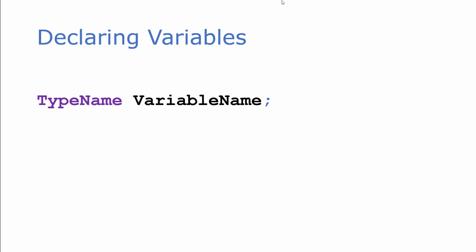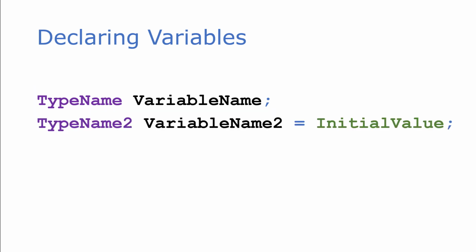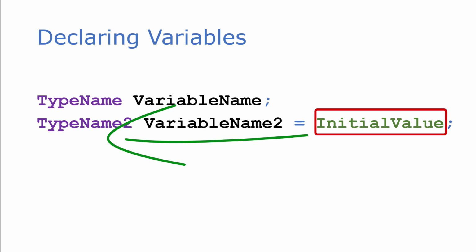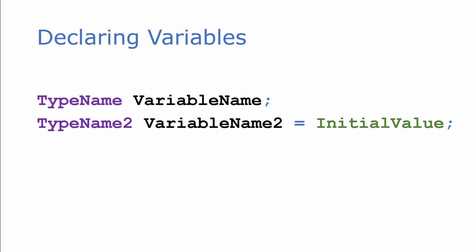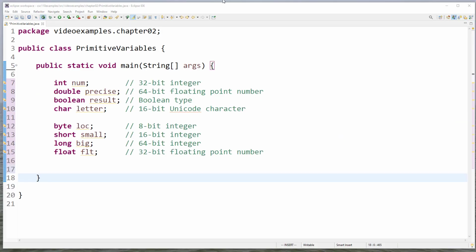We can also initialize our variable when we declare it by adding equals and then some initial value. Again, that initial value has to be valid for the variable type that we're declaring. So let's see some examples of this. Here I have a program where I've declared an int, a double, a boolean, a character, a byte, a short, a long, and a float.